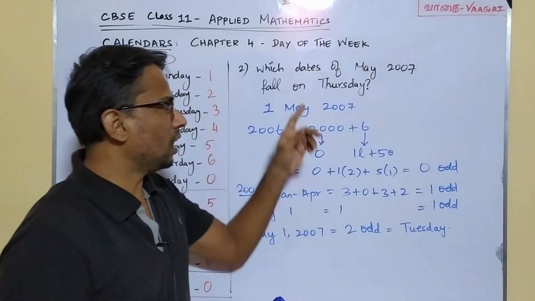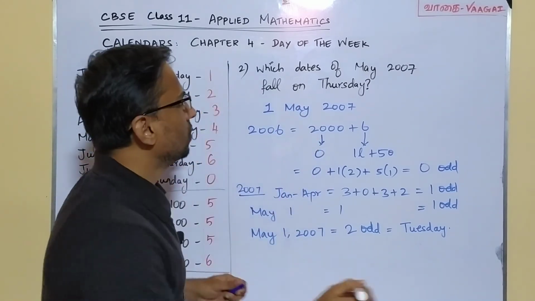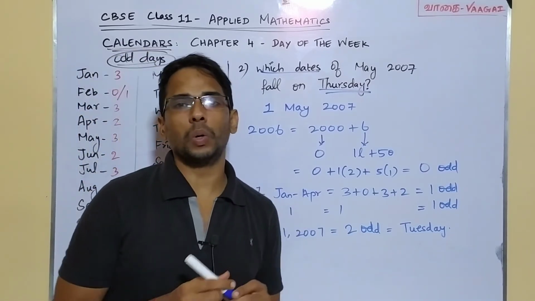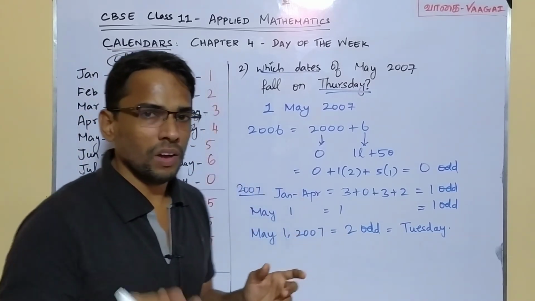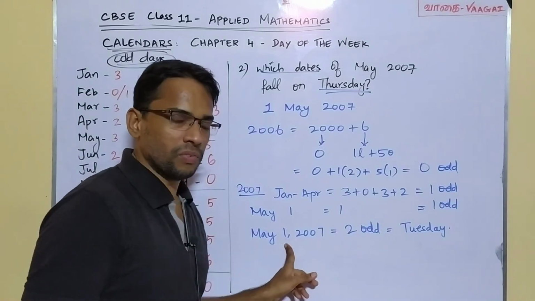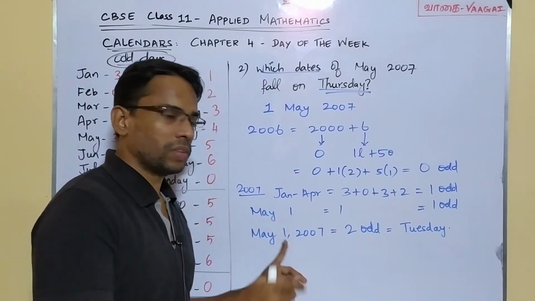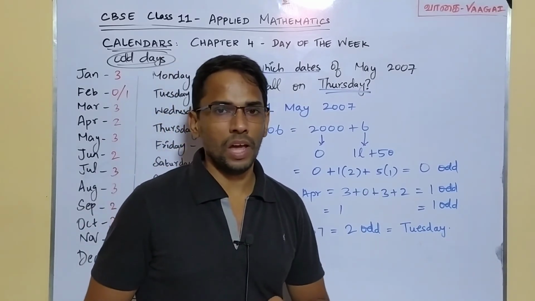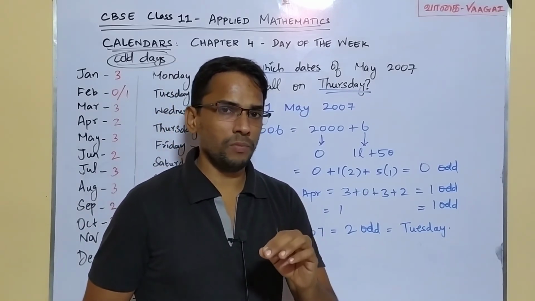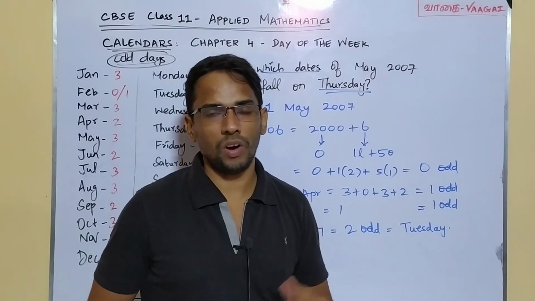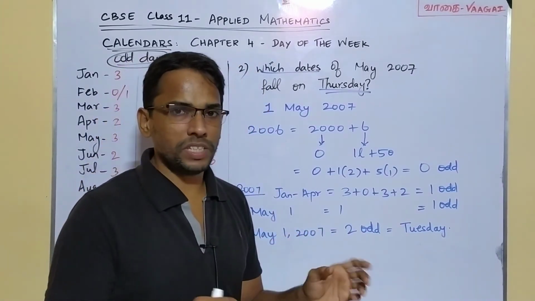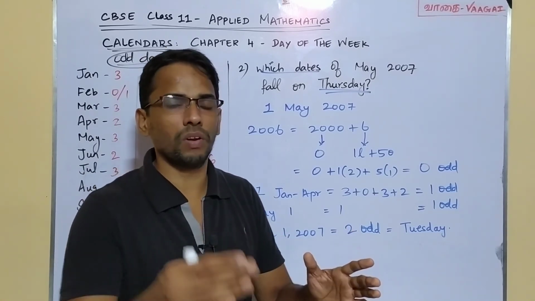But what is it that we are asked in the question? Can you carefully see? Which dates fall on Thursdays? This is our question, right? So the task is going to be very simple. We know that the 1st of May, the first date of the month of May 2007 itself, is a Tuesday. Now can you tell me which date will be the first Thursday of May? If I know that May 1st is Tuesday, which will be the first date that will fall on Thursday?